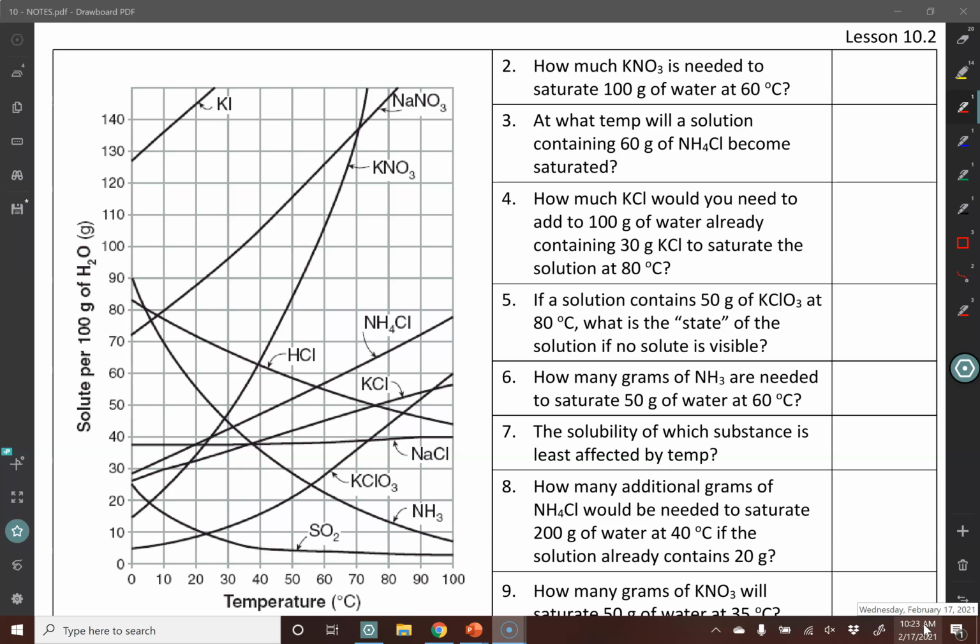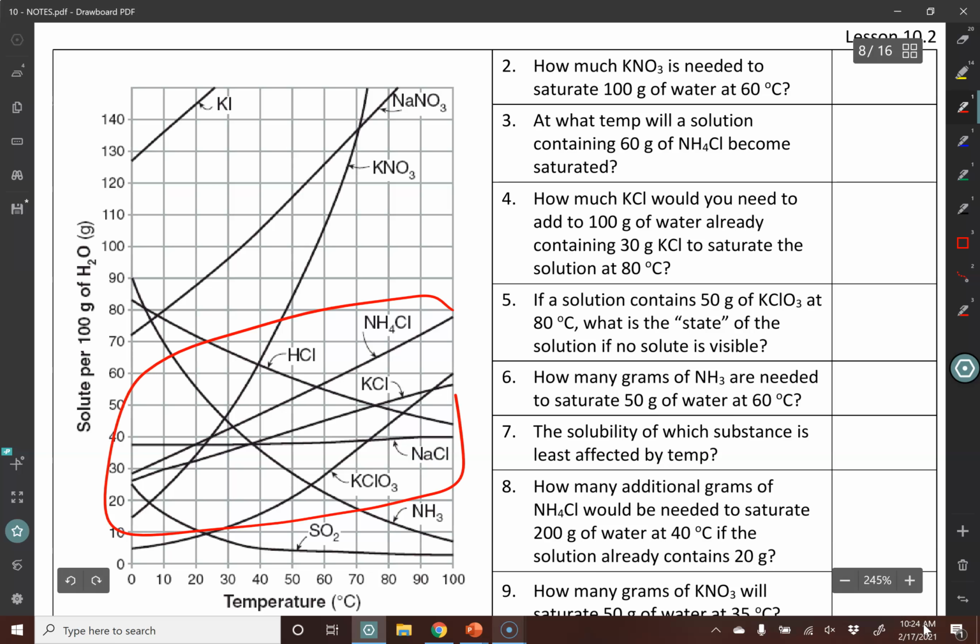All right, so I just want to try out a couple of these and look at the different types of problems that we can answer about solubility curves. I think one of the hardest aspects of this graph is just making sure that you are looking at the correct curve. There's a lot going on in there, especially in this section. So it's really easy to literally get your lines crisscrossed, so be careful.